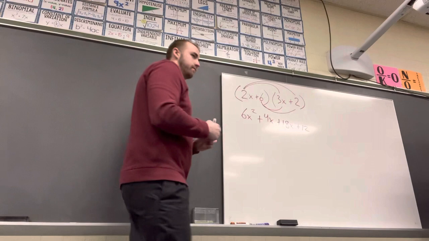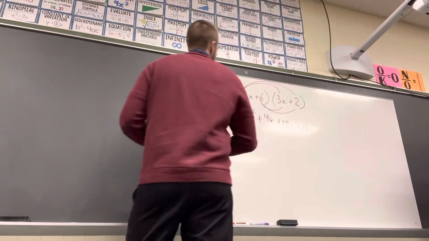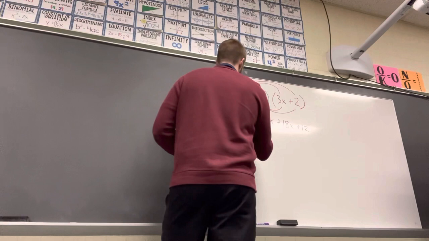Uh-uh. What's wrong? We have to combine the like terms, right? We're going to combine the like terms. What are the like terms we have to combine here? Right, the 4x and the 18x, right? And this is x squared, so it's different, correct? So we'll bring down the 6x squared.